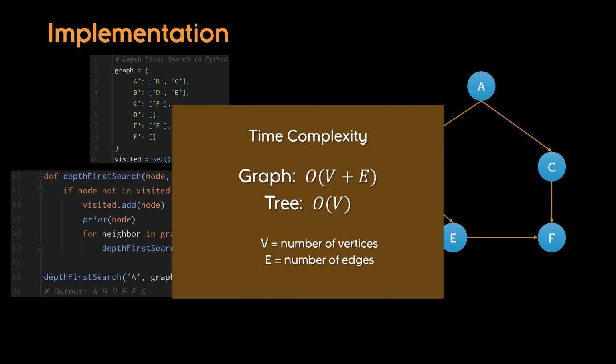Because all the nodes and vertices are visited, the time complexity for depth first search on a graph is big O of the vertices plus the edges. Time complexity on a tree is big O of the vertices. And that's it.